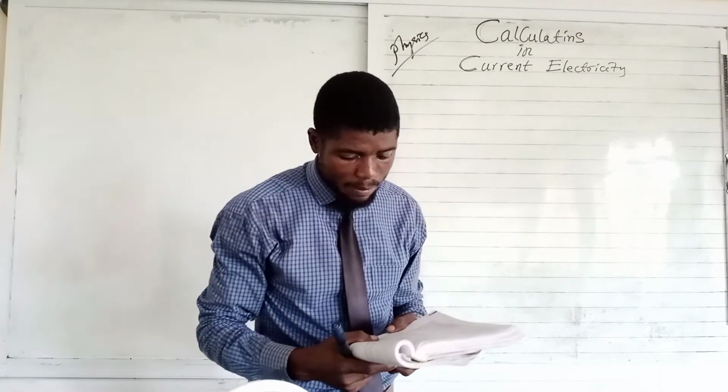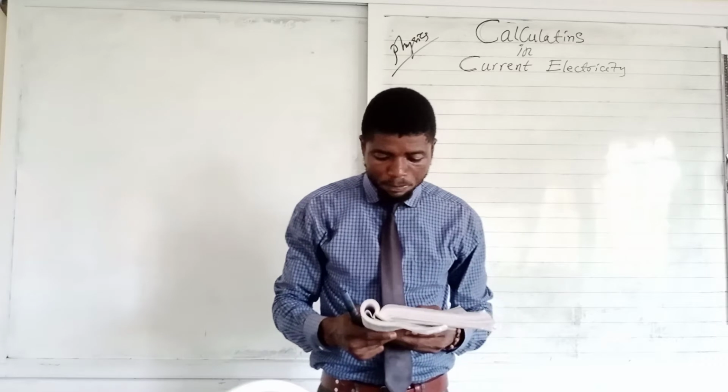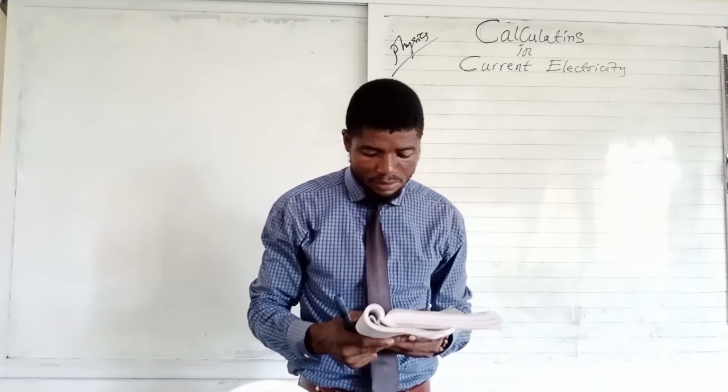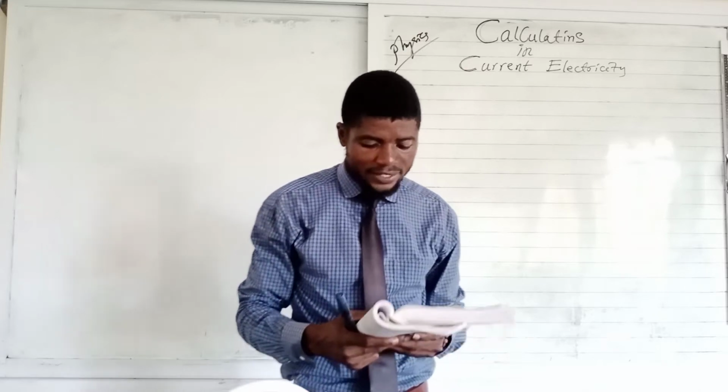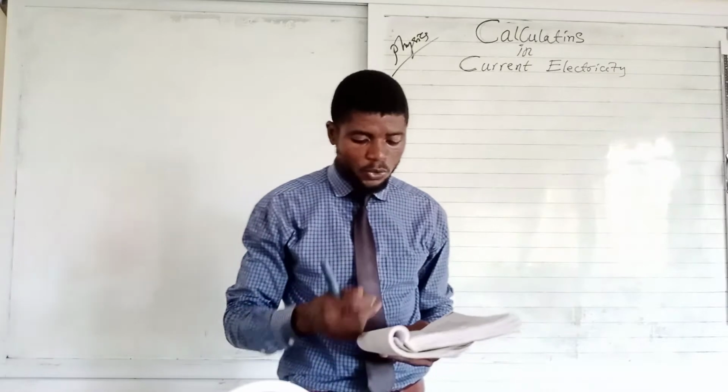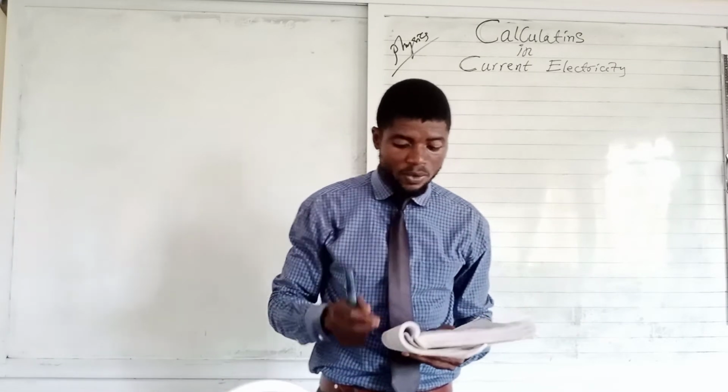I read: Explain why the E.M.F. of a cell is greater than the P.D. across the cell when it is passing a current through an external resistance. You can find that in your textbook and you answer. I want to go straight to part B, the second part of the question.